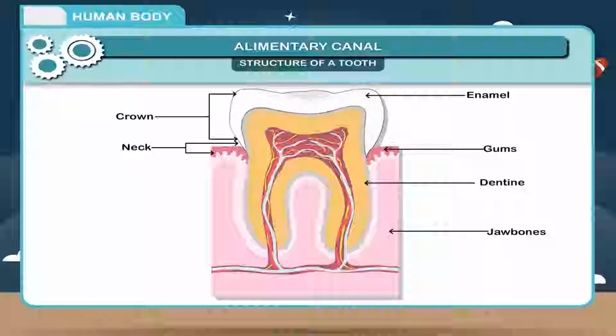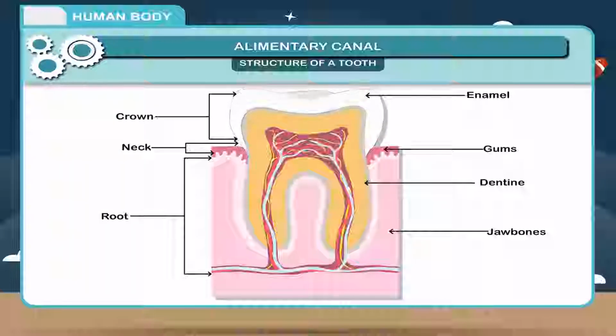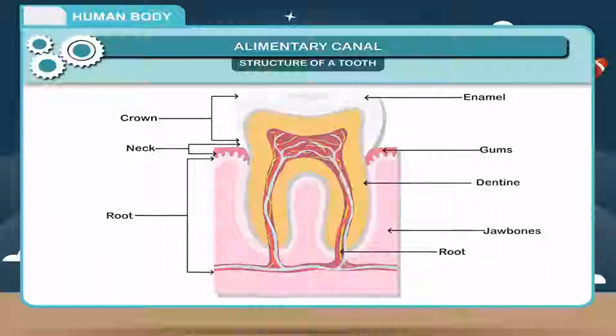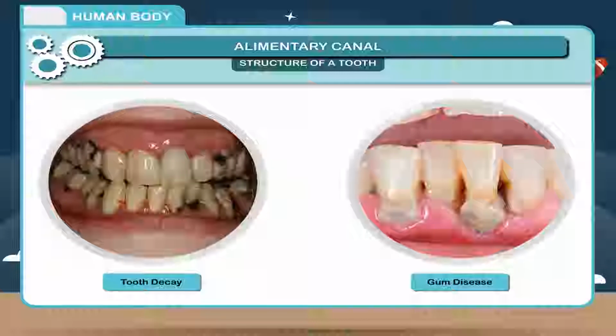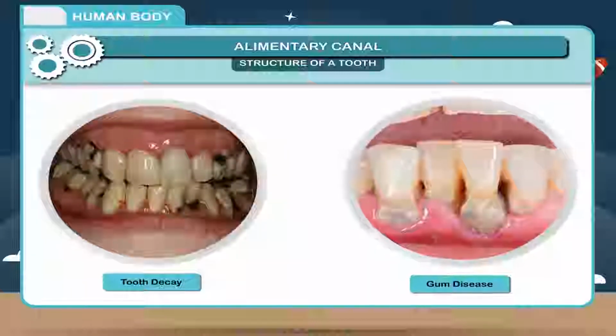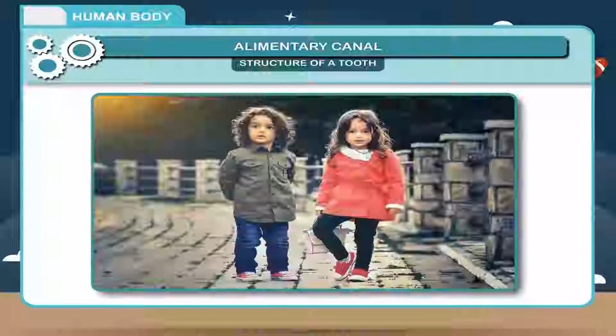Neck. The part of the tooth covered by gums is called the neck. Root. The part of the tooth embedded in the bony socket is called the root. Care of teeth. The main diseases of teeth are tooth decay, dental caries, and gum disease. About 90% of children suffer from tooth decay.